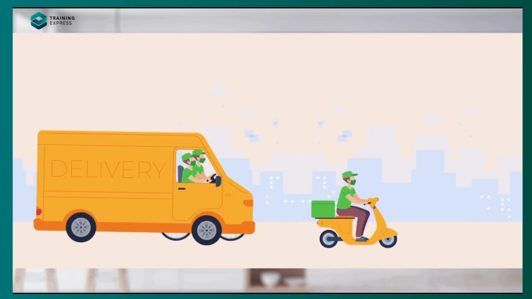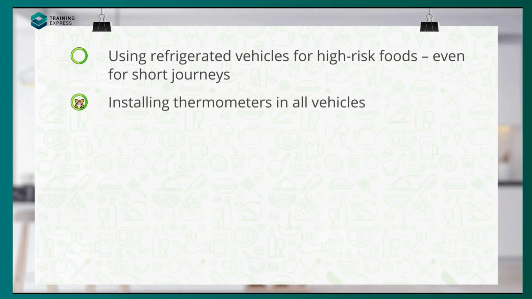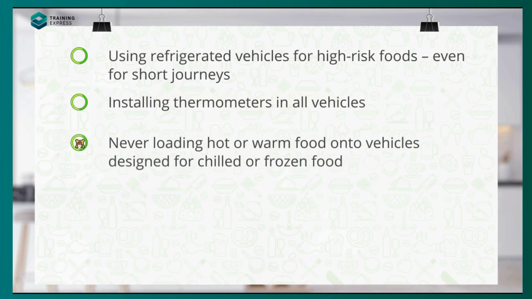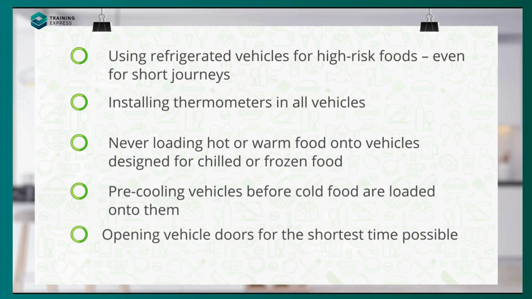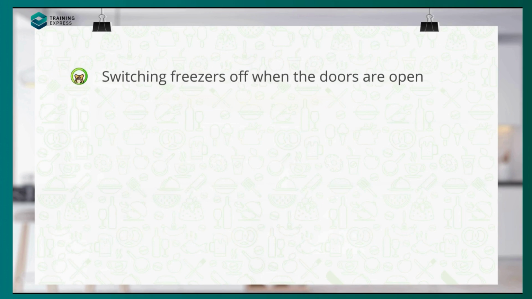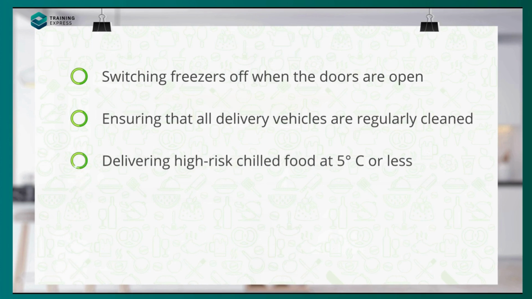Food delivery vehicles must meet high standards, including using refrigerated vehicles for high-risk foods, even for short journeys, installing thermometers in all vehicles, never loading hot or warm food onto vehicles designed for chilled or frozen food, pre-cooling vehicles before cold food is loaded onto them, opening freezers in all vehicles the shortest time possible, switching freezers off when the doors are open, ensuring that all delivery vehicles are regularly cleaned, delivering high-risk chilled food at 5 degrees C or less, delivering frozen food at minus 18 degrees C.